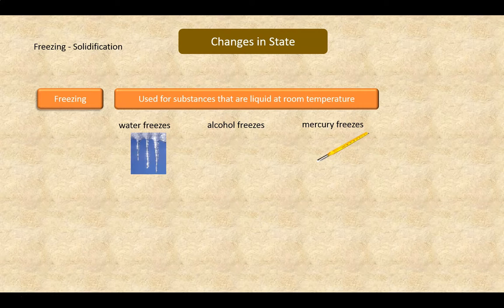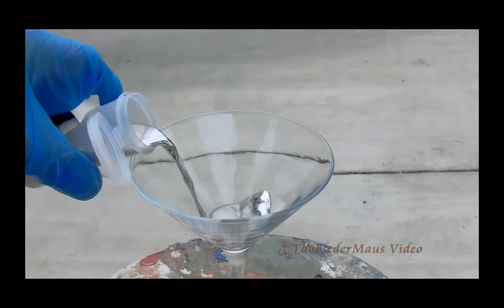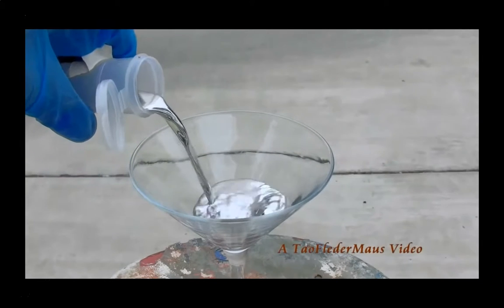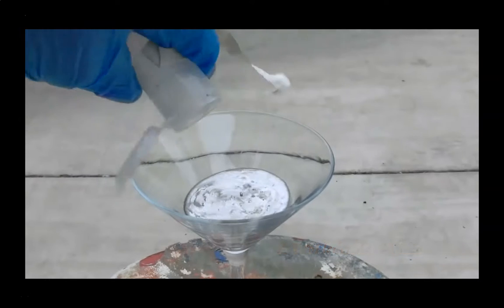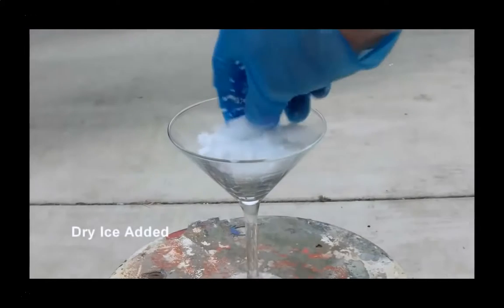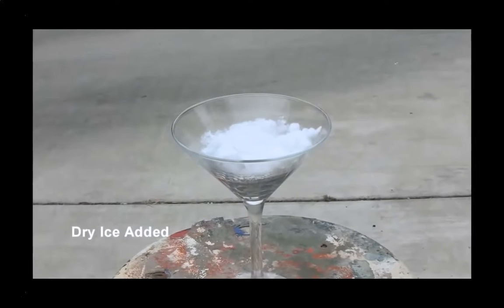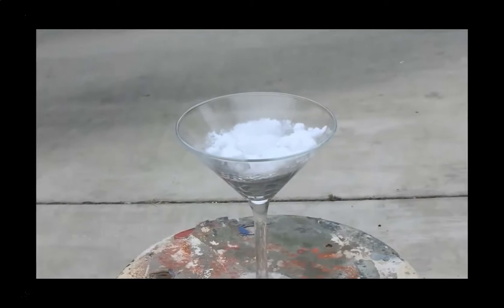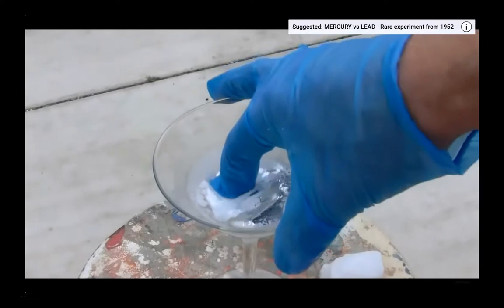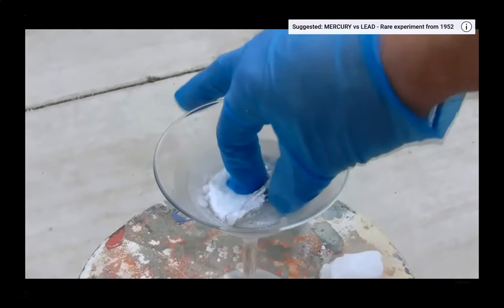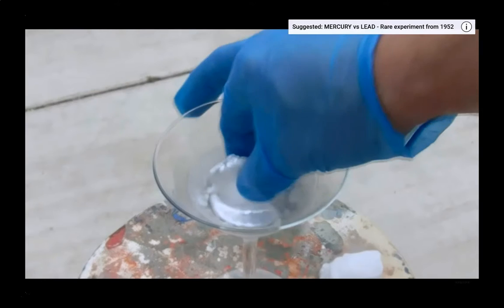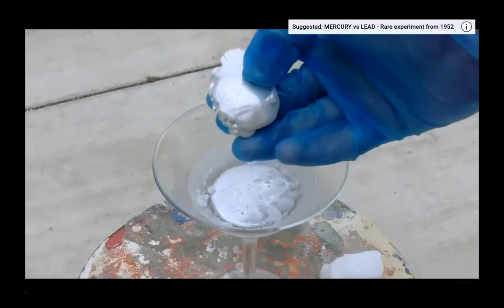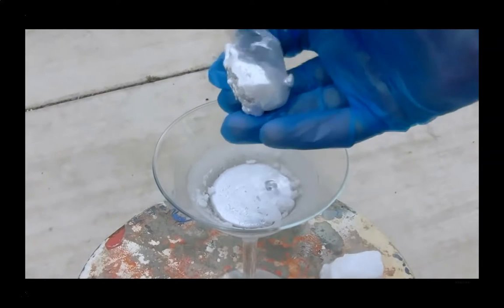This clip shows how mercury can be frozen using ice. The metal mercury is a liquid at room temperature and so is easily poured. Dry ice is cold enough to freeze the mercury into a solid. Here it is, solid, shiny, silvery metal mercury.